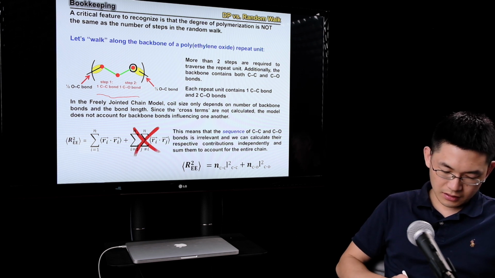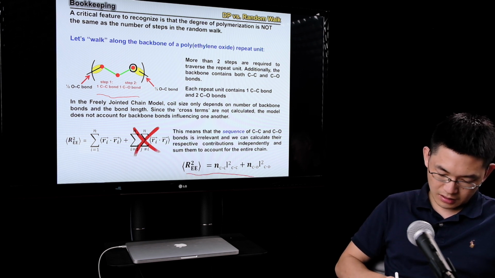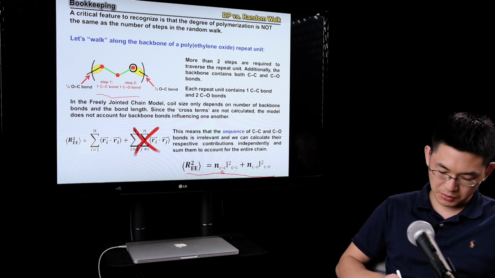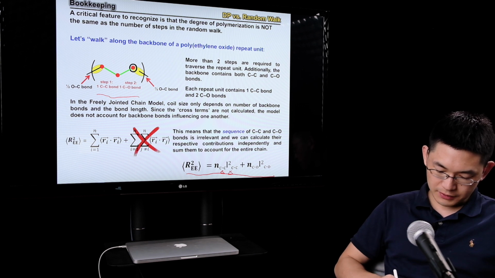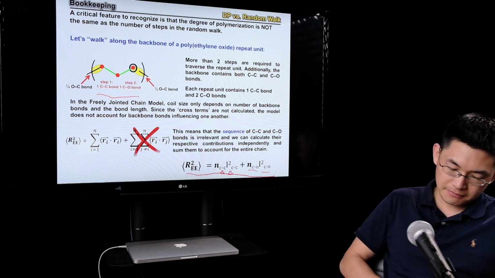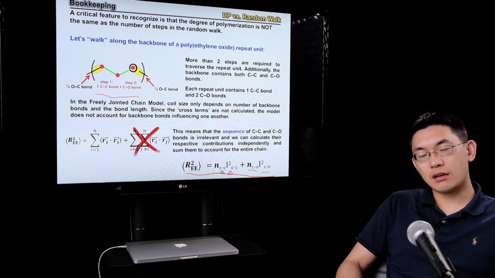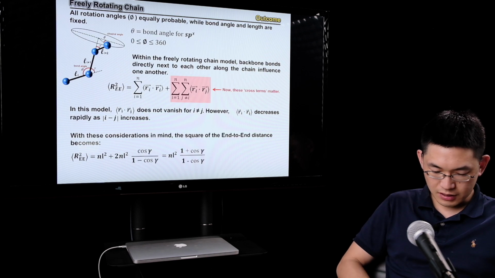For example, in the PEO case, you can calculate that the end-to-end distance squared will be equal to the number of carbon-carbon bonds times the bond length squared, plus the number of carbon-oxygen bonds times the bond length squared for the carbon-oxygen. Okay? So this shows how robustly the random walk can be used to understand the end-to-end distance for various polymers.